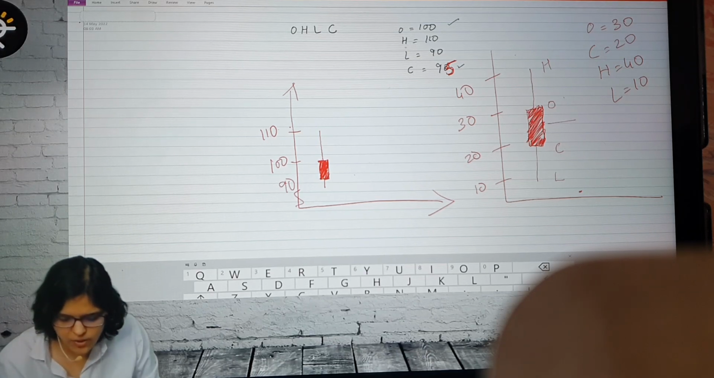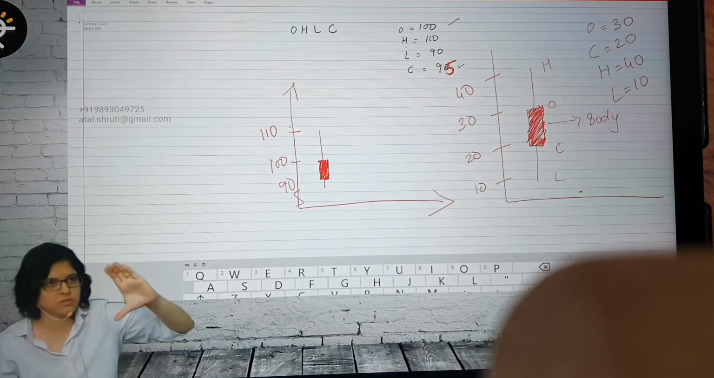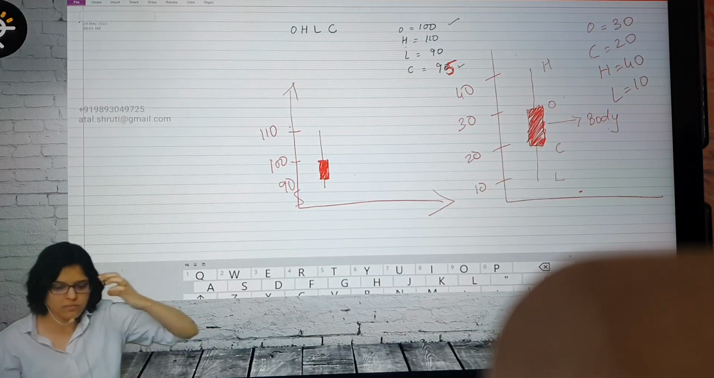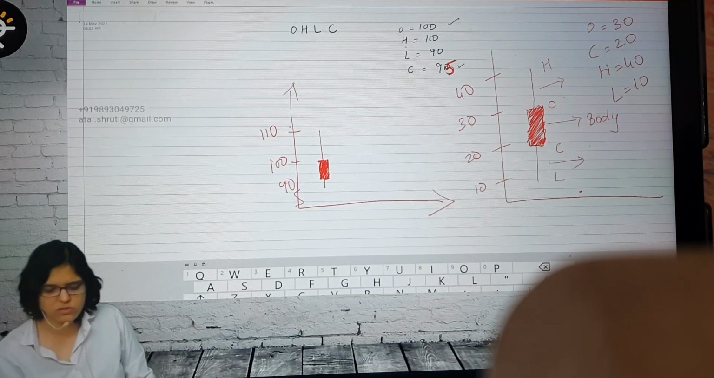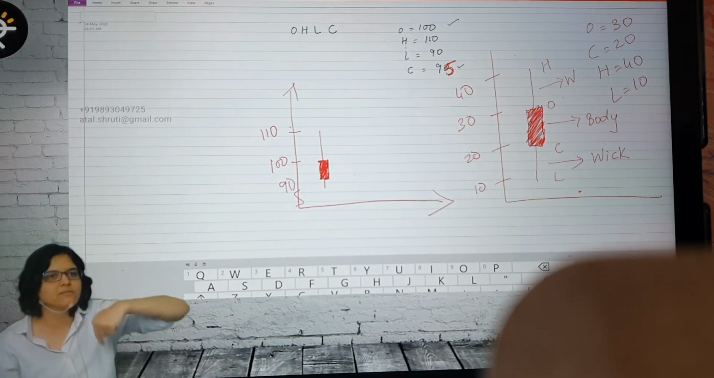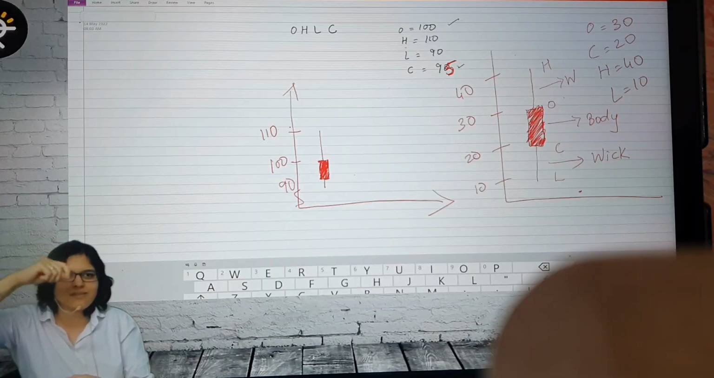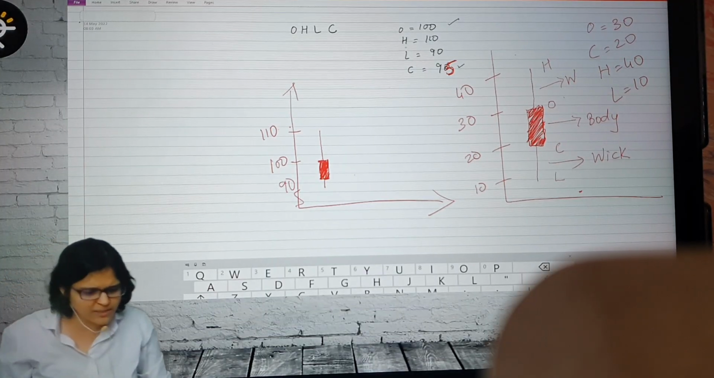One point: this part is known as the body of the candle. The main part, which contains the open and close, is known as the body of the candle. And these top and bottom parts, which define the highs and lows, are known as the wick of the candle. W-I-C-K, wick. In Marathi we call it a watt. That's how a candle is, right? There's a body of the candle and there is a wick, the thread inside. That is the wick of the candle. Is this example very clear?